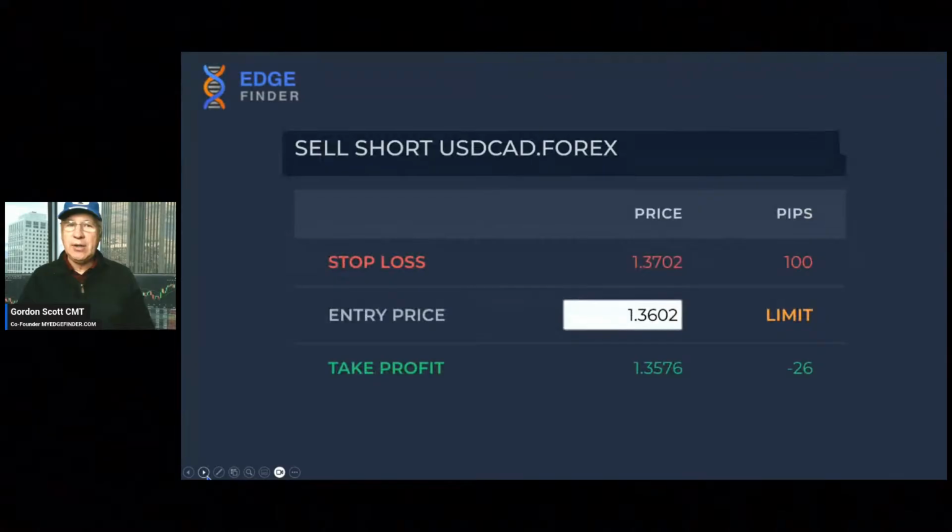I got an interesting signal for you tonight. Actually several, but I'm going to feature just one of them. So let me just share my screen here, and here it is. Sell the USD Canadian dollar pair short, looking for a 26 pip target if you get it above the price 1.30 or 1.3602.